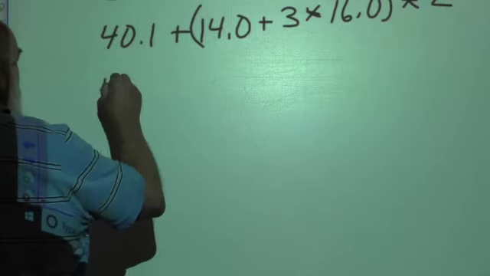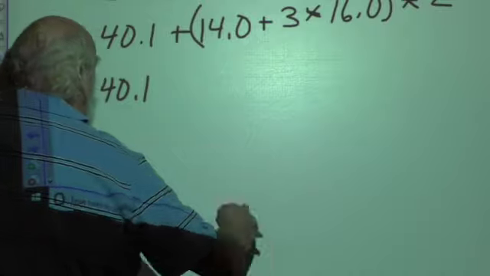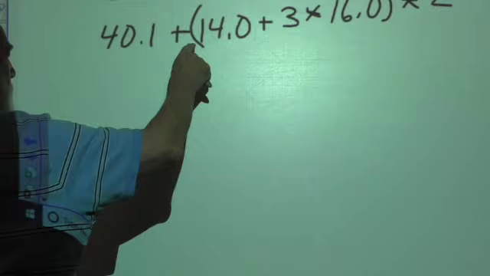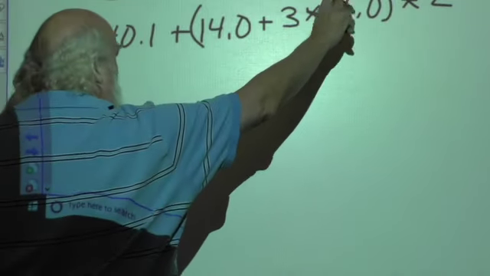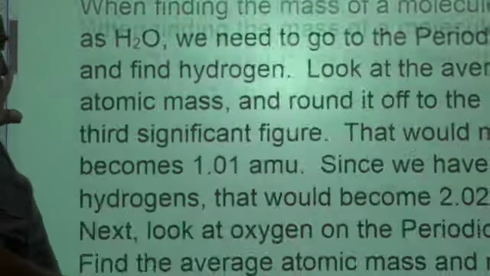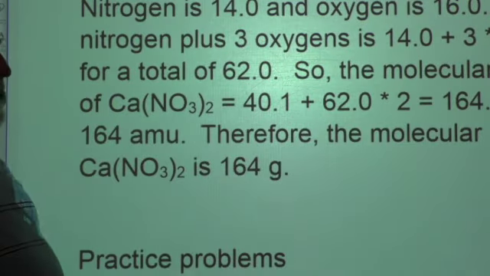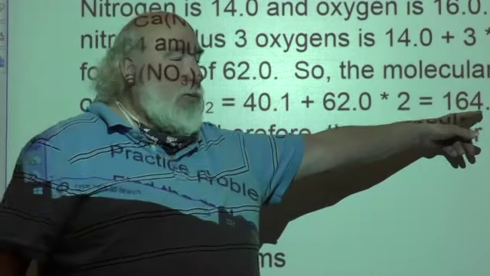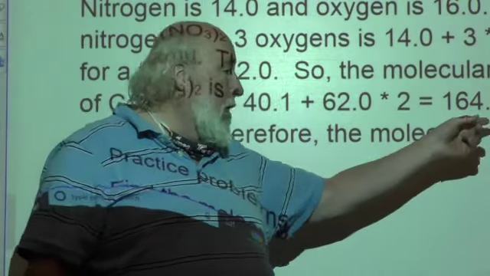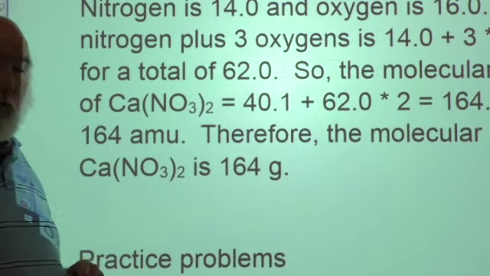So, this becomes 40.1. Well, actually, you should just go ahead and type this all into your calculator exactly the way it's written right there. 40.1 plus parentheses 14.0 plus 3 times 16.0, close parentheses times 2, gives you an answer of 164 grams when rounded off. You actually got 164.1, but that's 4 significant figures. The 4 is the third significant figure. The number next to it is a 1. So we don't round it up, we leave it as it is. And we get an answer of 164 grams.